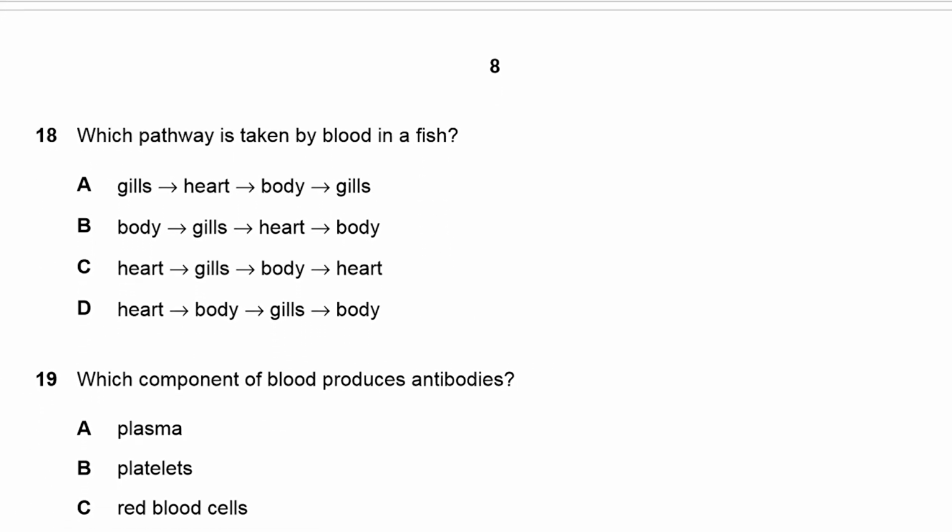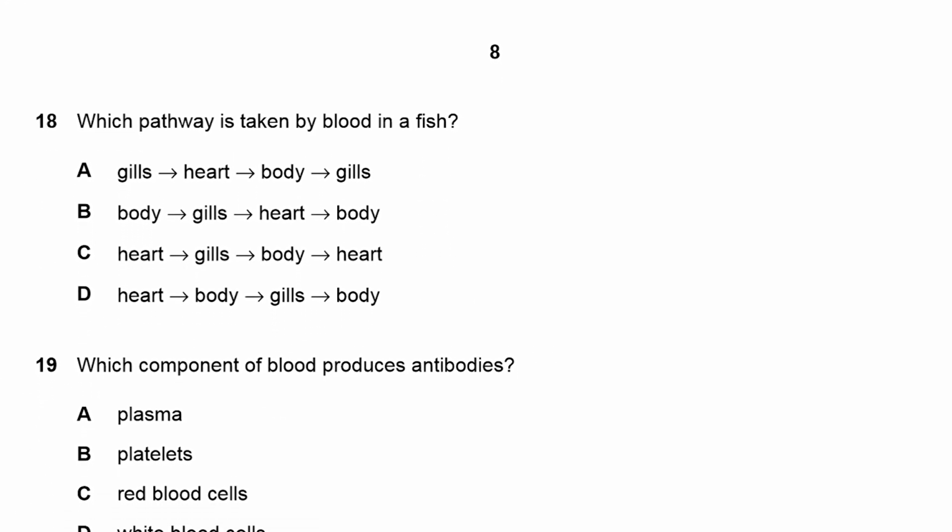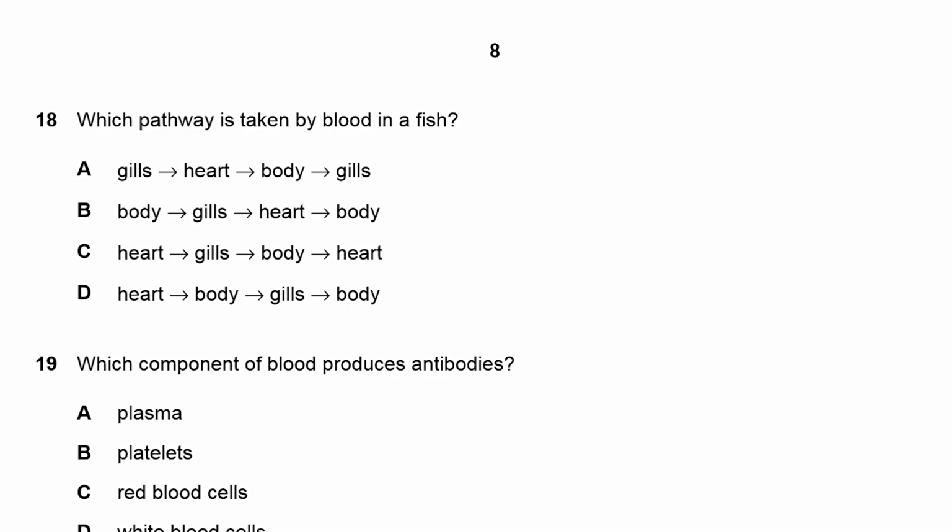Number 18 says, which pathway is taken by blood in fish? So blood in fish usually passes by the heart only once. Okay, so it definitely starts from the heart, which pumps deoxygenated blood. Then the deoxygenated blood moves from the heart to the gills, where gas exchange takes place. After gas exchange has taken place, this blood then flows to other parts of the body. Then after that, it returns back to the heart, so it will be C.